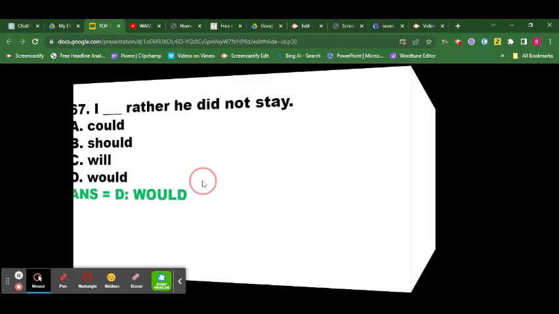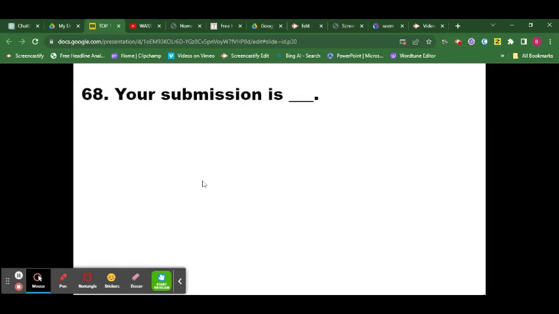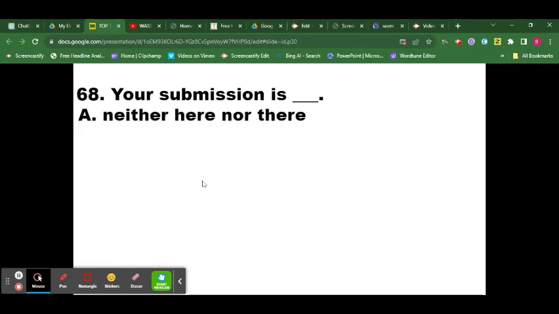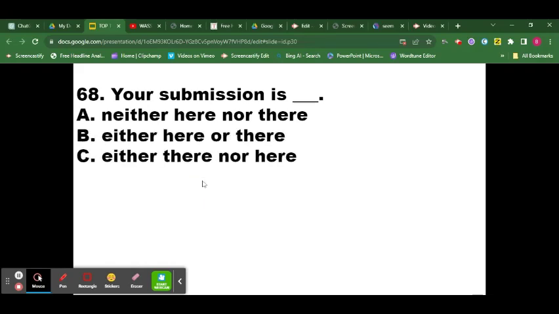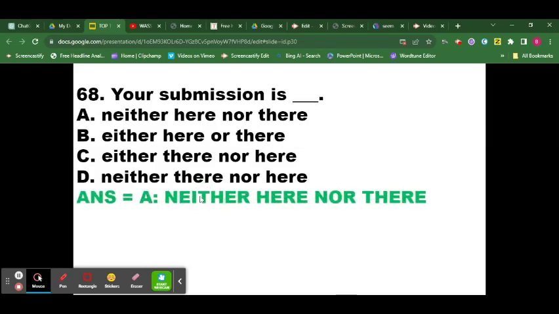Okay, and this brings us to question number 68. Your submission is dash: A, neither here nor there; B, either here or there; C, either there nor here; and D, neither there nor here. So if you use the rule of intuition, you will discover that A is correct. Neither here nor there. This is a common expression.